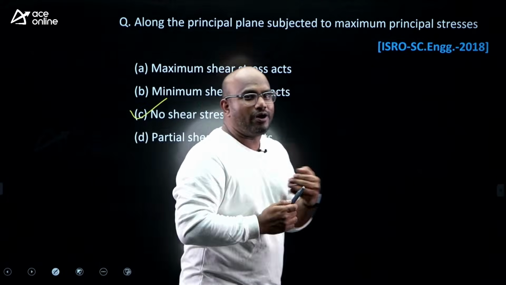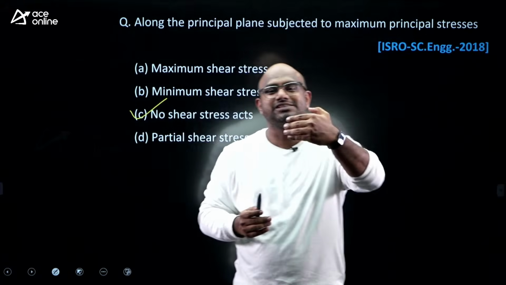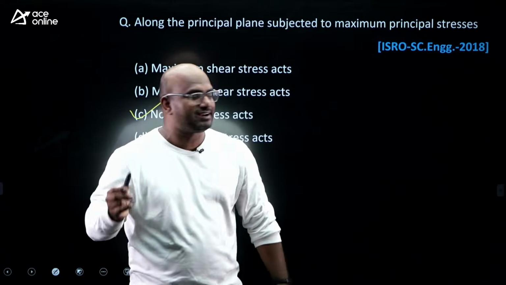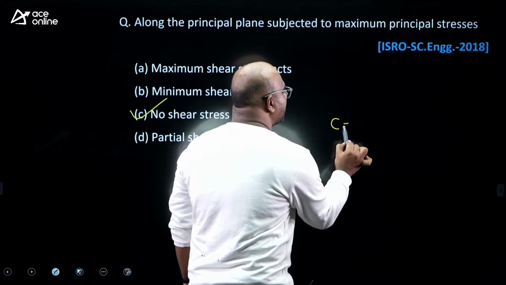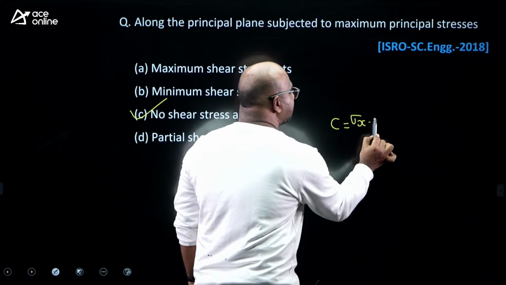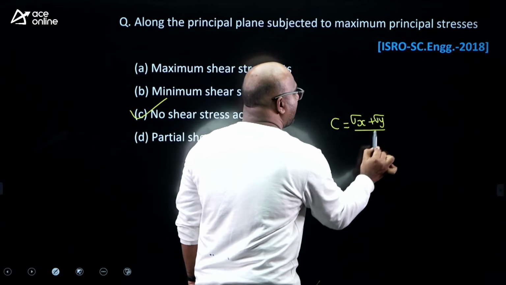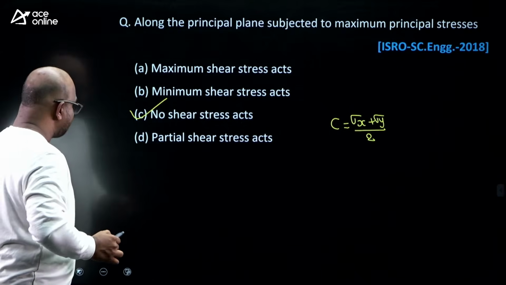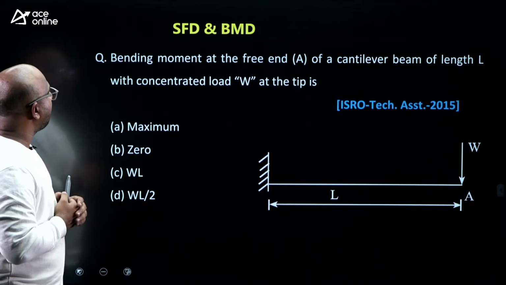One more thing. What is the value of normal stress in the maximum shear stress plane? Simple, the C formula. What is C? Sigma x plus sigma y by 2 itself. Next, go through it, guys.